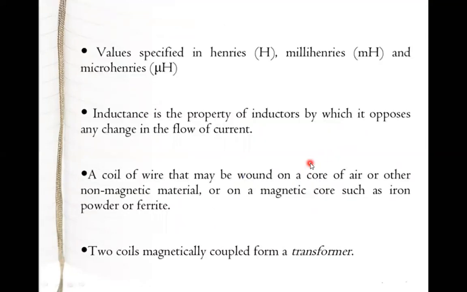Value is specified in henry, millihenry or microhenry. Millihenry is nothing but 10 to the power of -3 henry. Microhenry is nothing but 10 to the power of -6 henry. Inductance is the property of inductors by which they oppose any change in the flow of current.